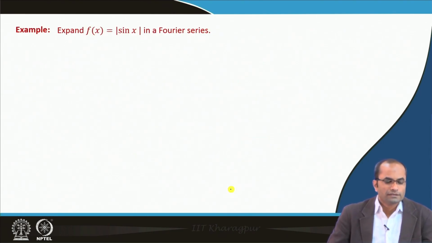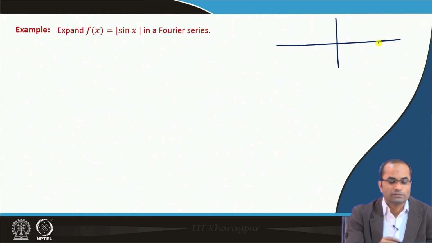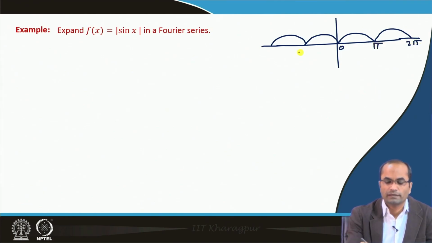Okay, so we have another example where we will expand f(x) equal to modulus sin x in a Fourier series. If we take a look, it is 0 here, and then at pi it will become 0 again, and since it is positive, it will never go to the negative portion. So, this will be the graph of this function: 0 to pi and then 2 pi etc., and then we have minus pi, minus 2 pi and so on.